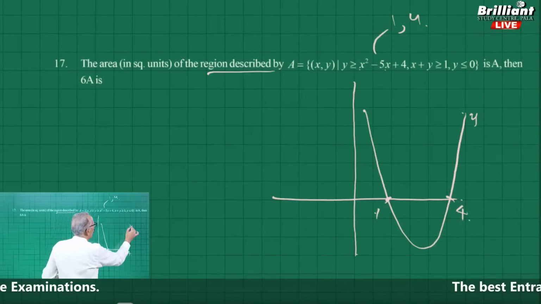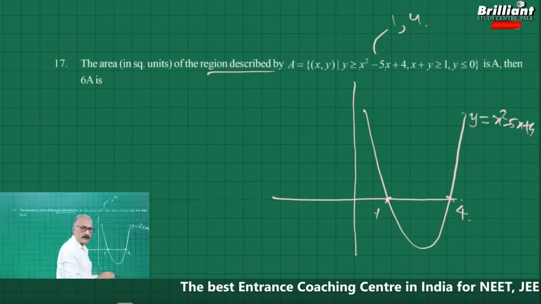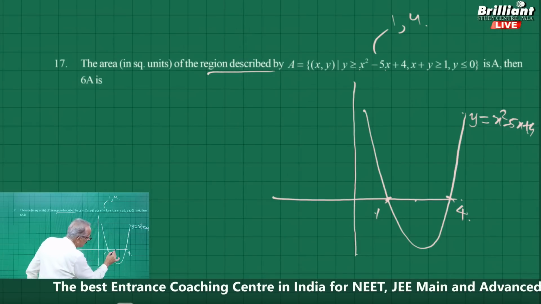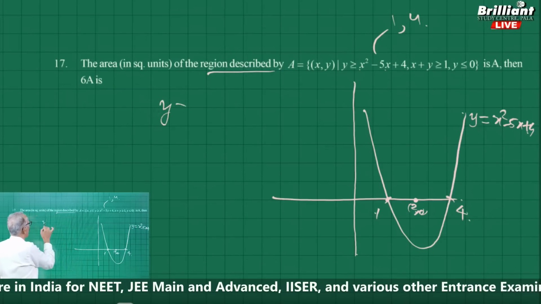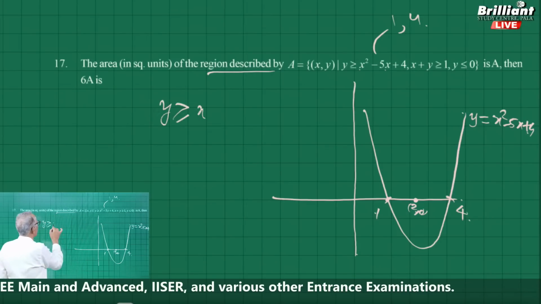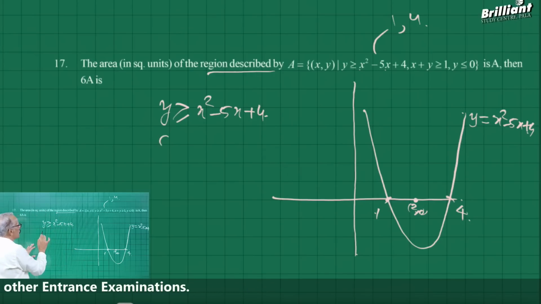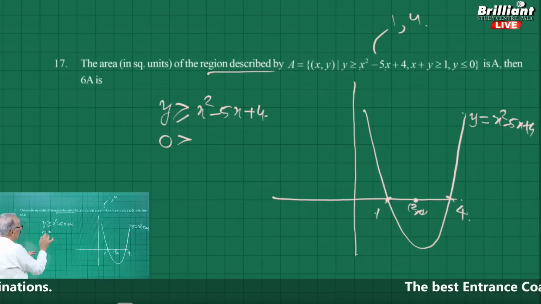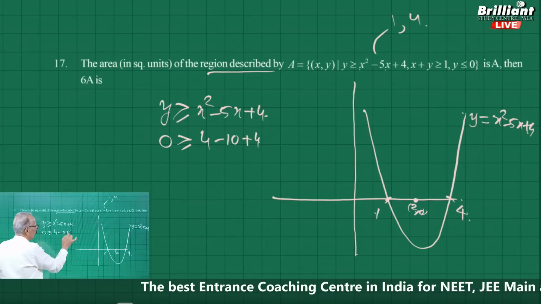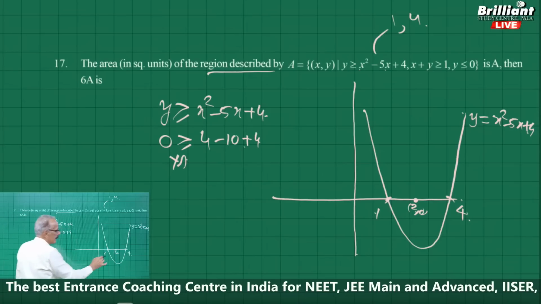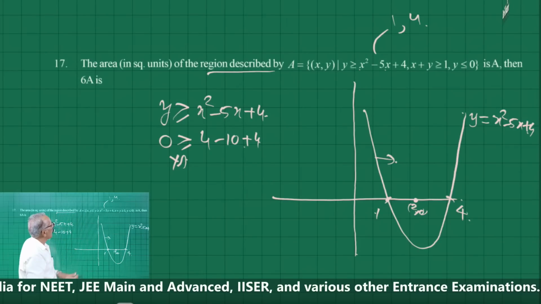Now, y greater than or equal to x square minus 5x plus 4. I take a point here, this point is 2 comma 0. Let me substitute there: 0 greater than or equal to 4 minus 10 plus 4. Yes, it is inside this, the interior part of the parabola.